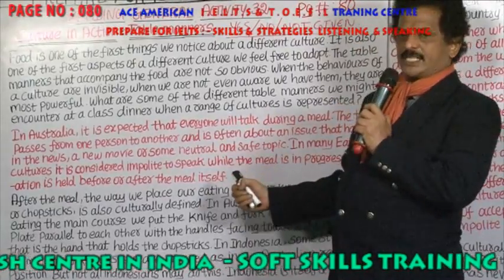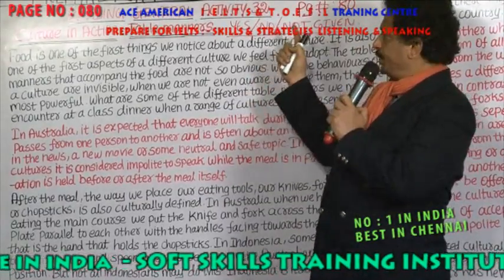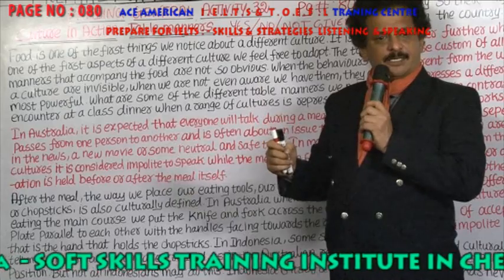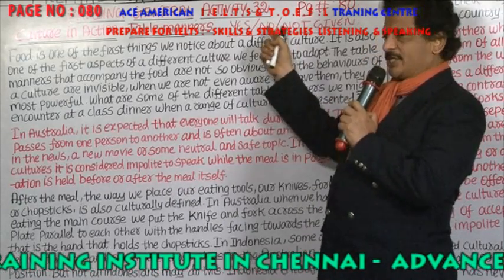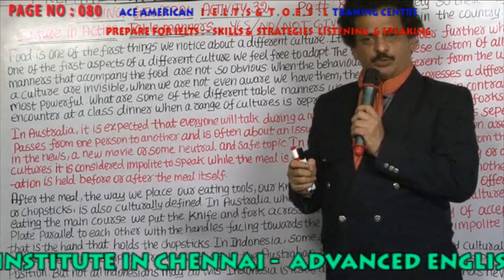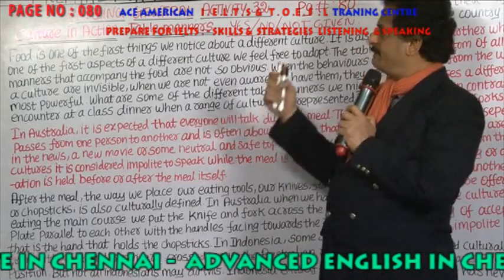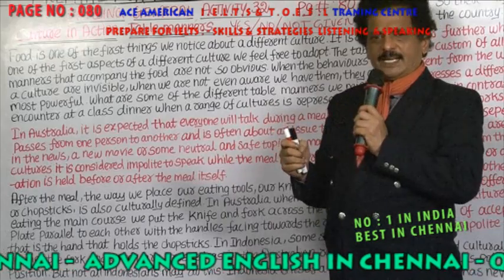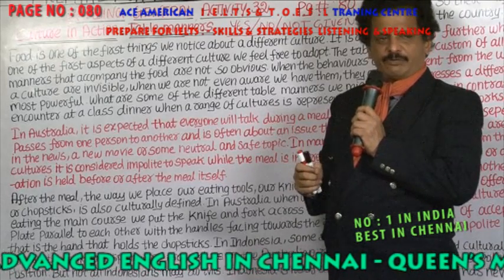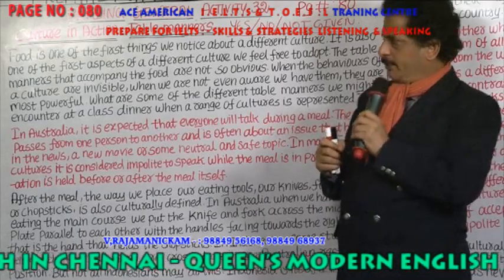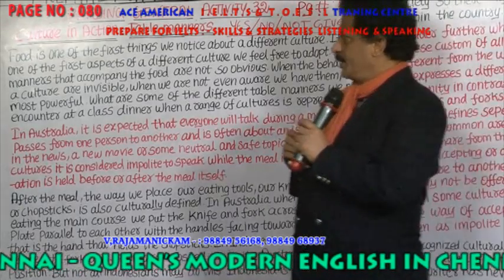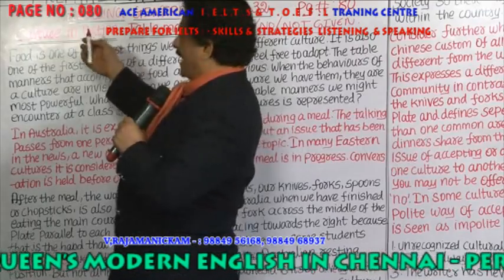Different paragraphs are given. The answer should be yes if the statement agrees with the writer's views. If the statement doesn't agree with the writer's views, the answer is no. If it is not given, then you have to write not given as the answer. Yes, no, not given. So coming here, food, culture in action.